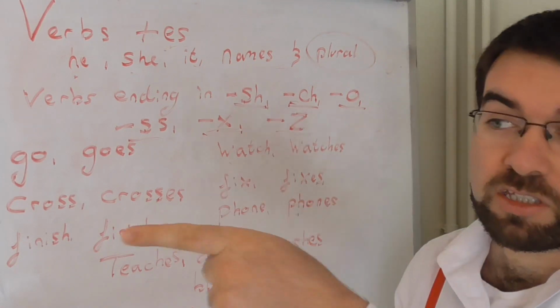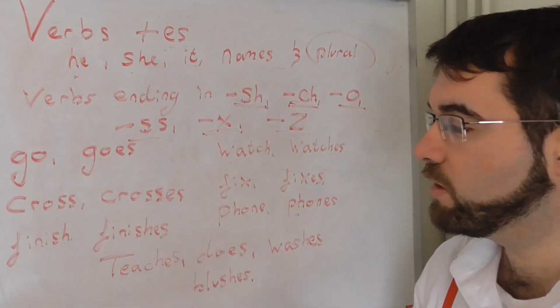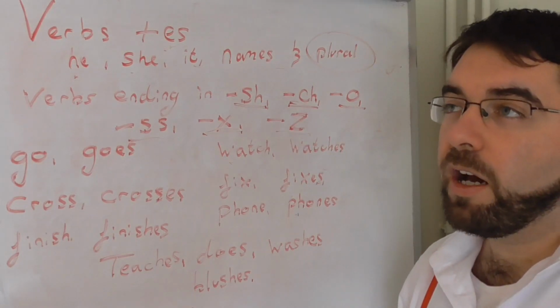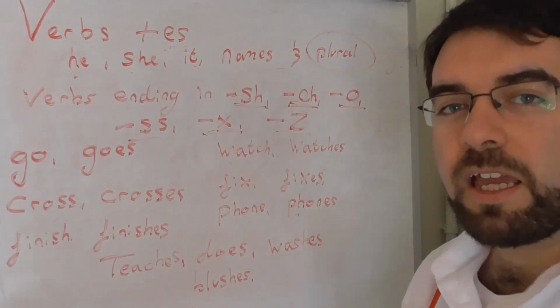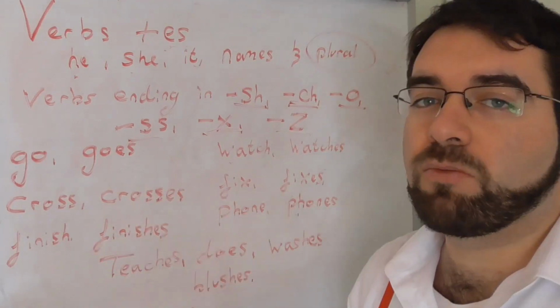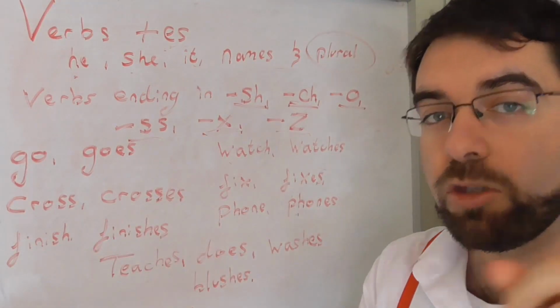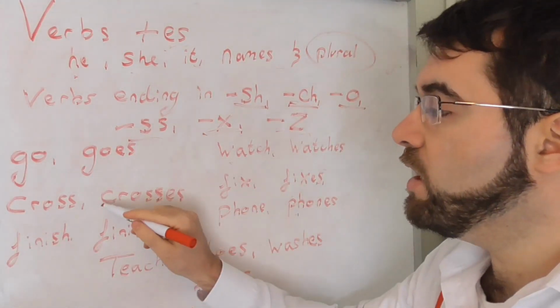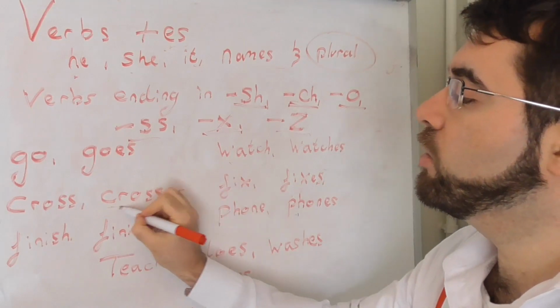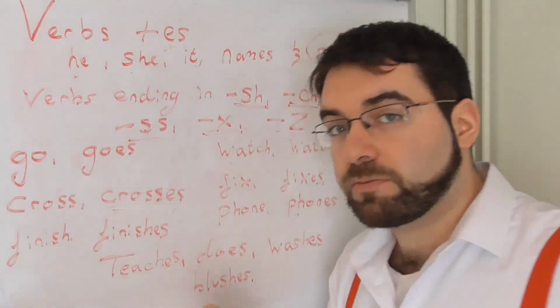Cross. Crossing the road. He crosses the road. She crosses the road. I cross the road. You wouldn't say I crosses the road. It would be he crosses the road. I cross the road. You cross the road. She crosses the road.